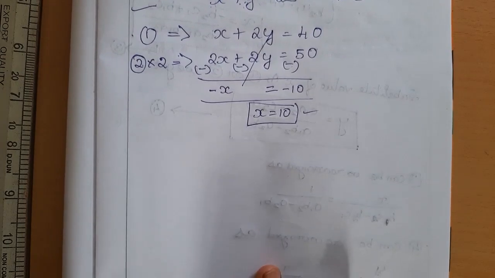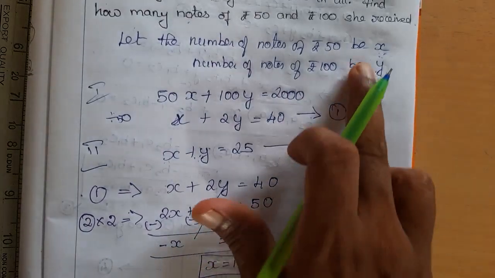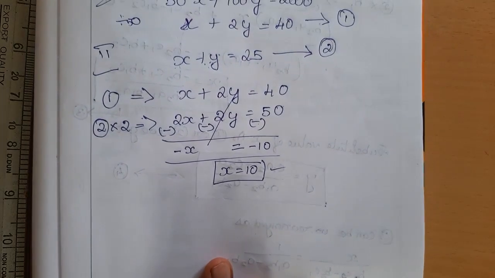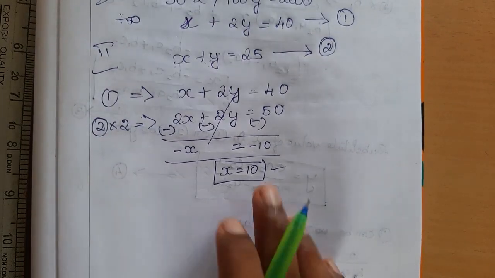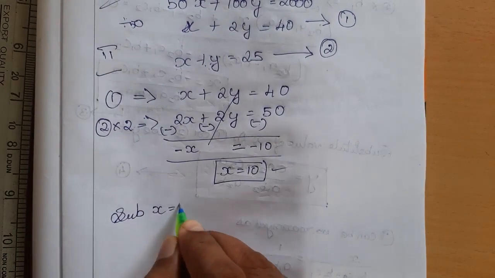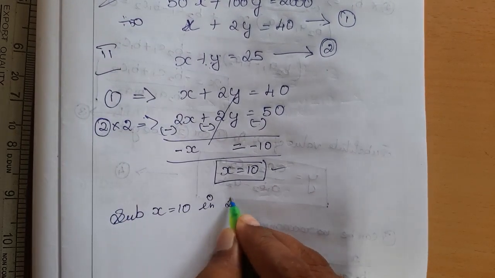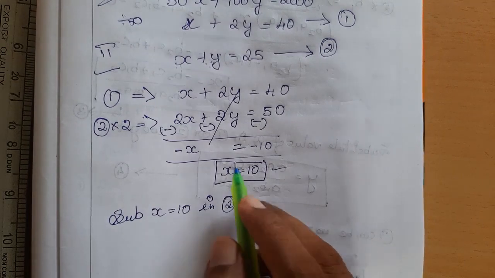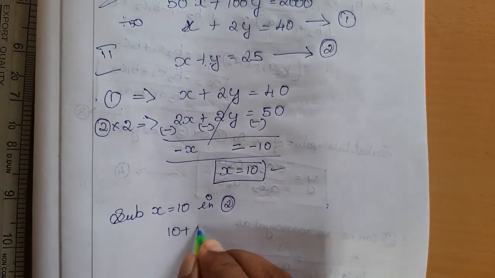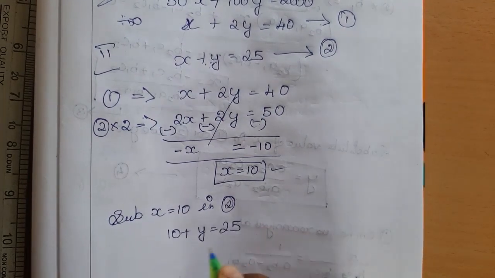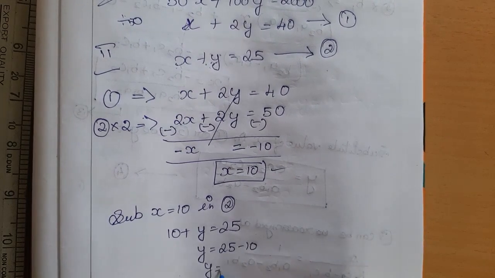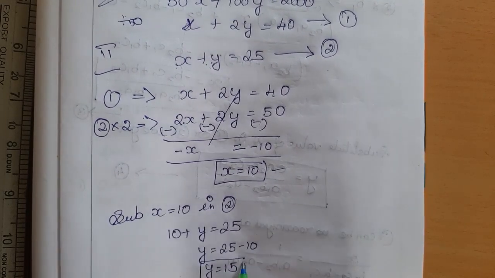So once you obtain the x value, that x is the number of 50 rupees notes, then we have to find the y value. You can substitute in any equation. Let me go for the second equation. Substitute x is equal to 10 in equation 2. So you will be getting a 10 here. 10 plus y is equal to 25. So y is equal to 25 minus 10. So y is equal to 15.